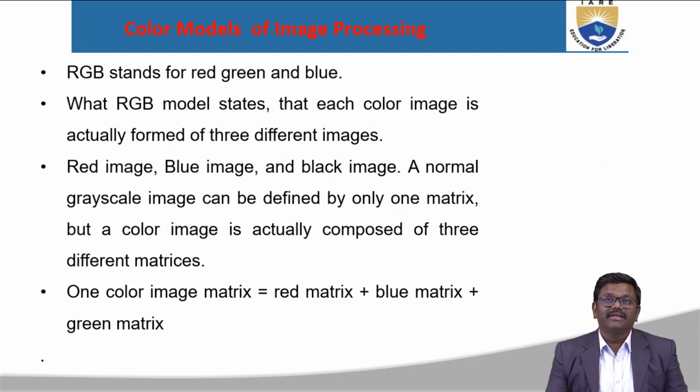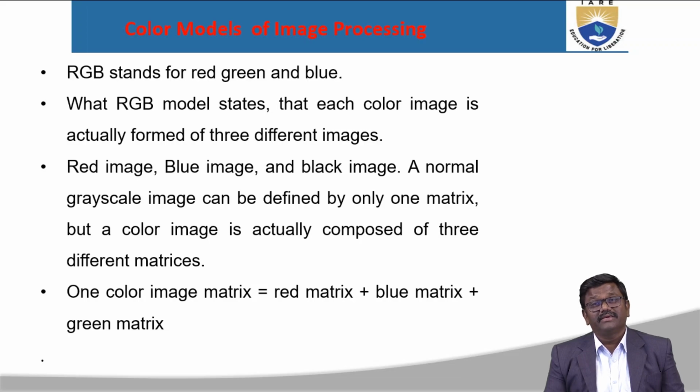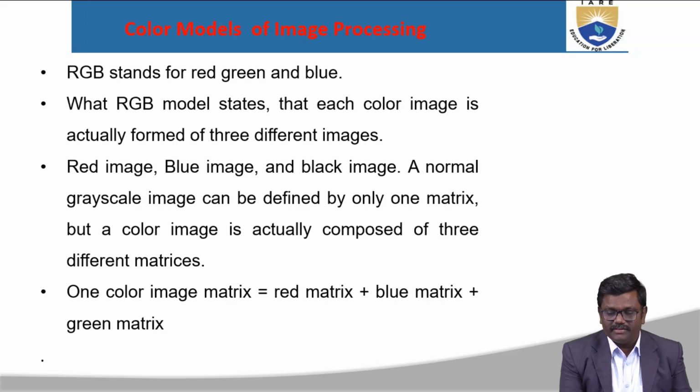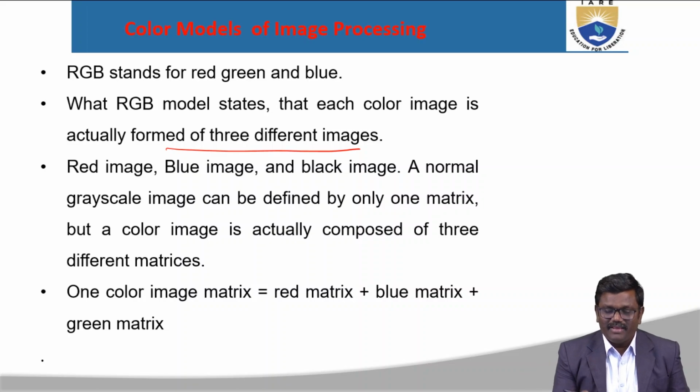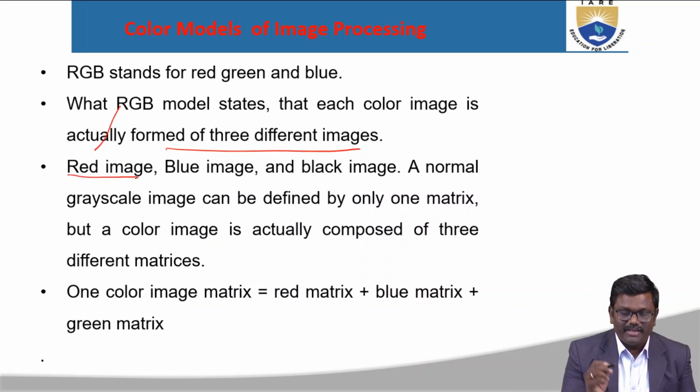What we are concentrating on here is RGB, which stands for red, green and blue, which we discussed earlier. But how can we state RGB as a model? The RGB model states that each color image is actually formed of three different images. From R we get the red image, from B the blue image, and from G the green image.